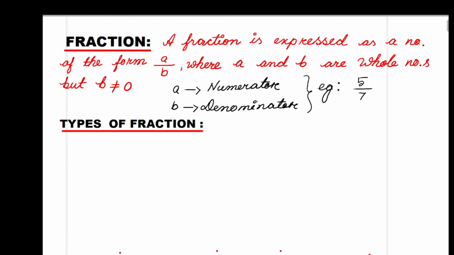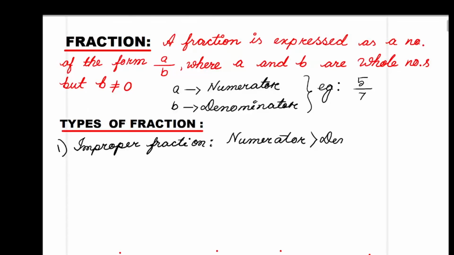fractions are divided mainly into 3 parts. Number 1, improper fraction. In an improper fraction, what will happen? Numerator is greater than denominator. So, for example, 9/7. Because 9 is the numerator here and 7 is the denominator.